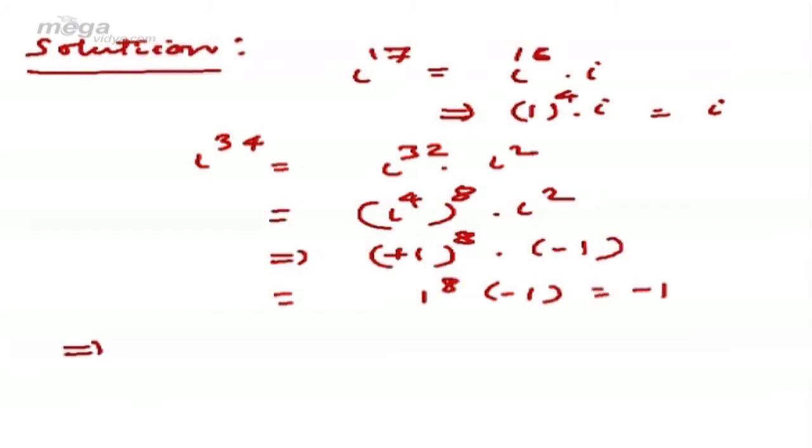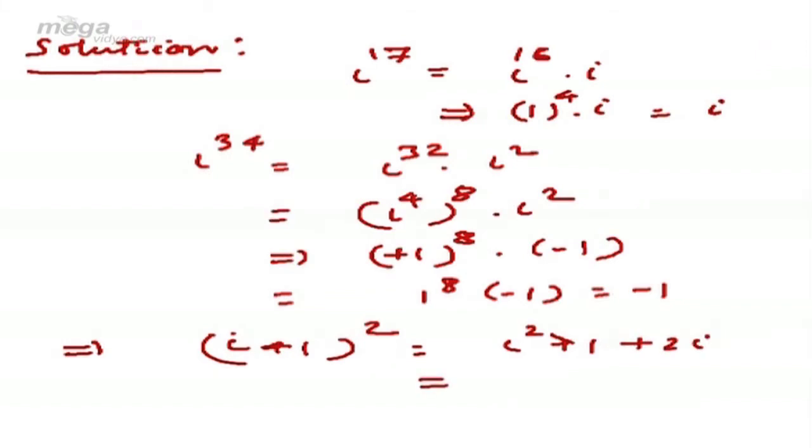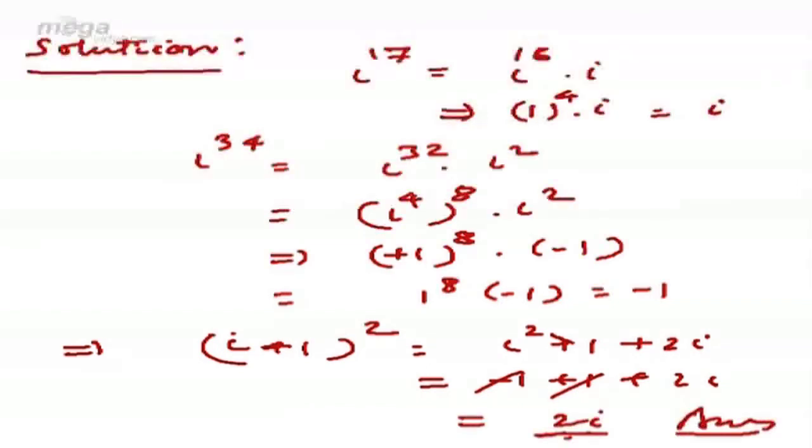So the quantity in the bracket will become i plus 1 whole square. If we open this bracket, that is i square plus 1 plus 2i. i square is equal to minus 1, so minus 1 plus 1 plus 2i. Minus 1 plus 1 cancels out, that will become 2i. So this is the answer. Now let us come to the third example.